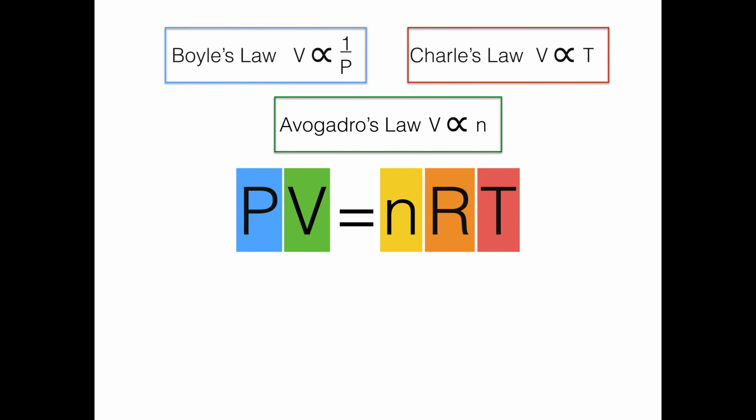I hope this helped. Your ideal gas law, PV equals nRT, is the only equation you really need to memorize. And if you understand what's happening with the ideal gas law, then you can use it to derive Boyle's Law, Charles' Law, and Avogadro's Law.